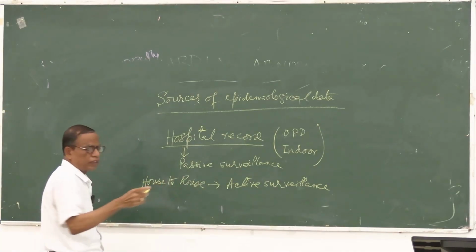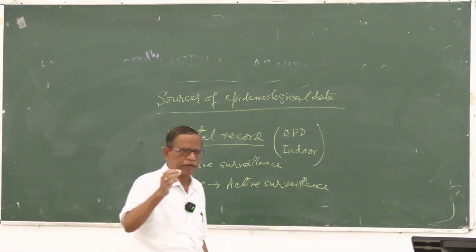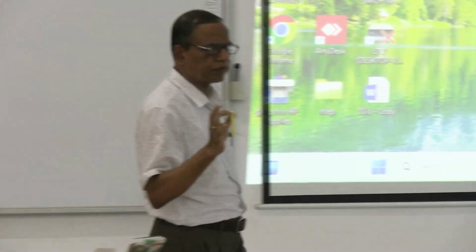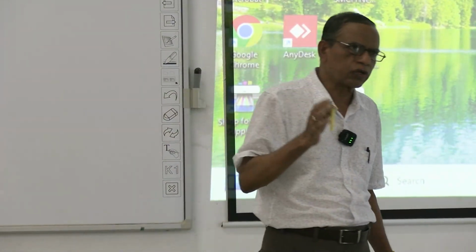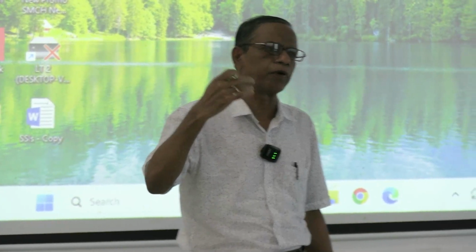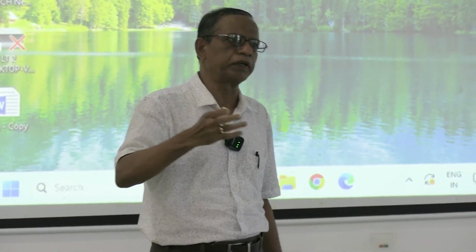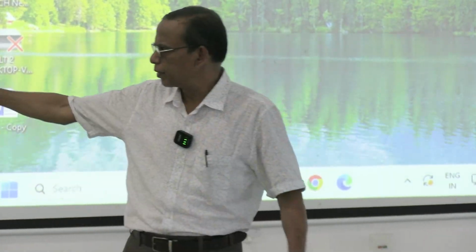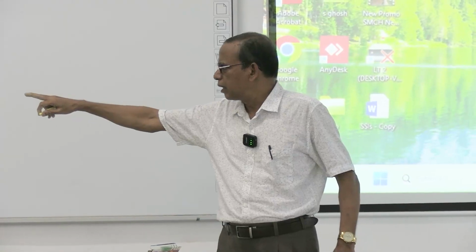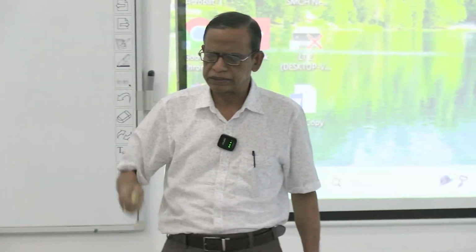What is the meaning of surveillance? Surveillance, in short, you remember, is the data collection for action. It is the data collection for action. Watch over with attention, authority and suspicion, and analyze the data and take appropriate action to prevent the occurrence of the disease or to prevent further spread of the disease. So hospital based data is the passive surveillance, and house to house visit is the active surveillance.